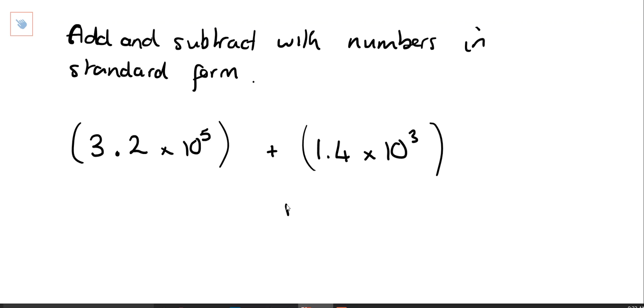So that means what we're going to do is we're going to add 1.4 times 10 to the power of 3, but we need the other one to be something times 10 to the power of 3. So what we have to do is, we can think of it as 3.2, and I'm going to split my times 10 to the power of 5 into times 10 twice, and then times 10 3 times. That gives me the 3 and the 3.